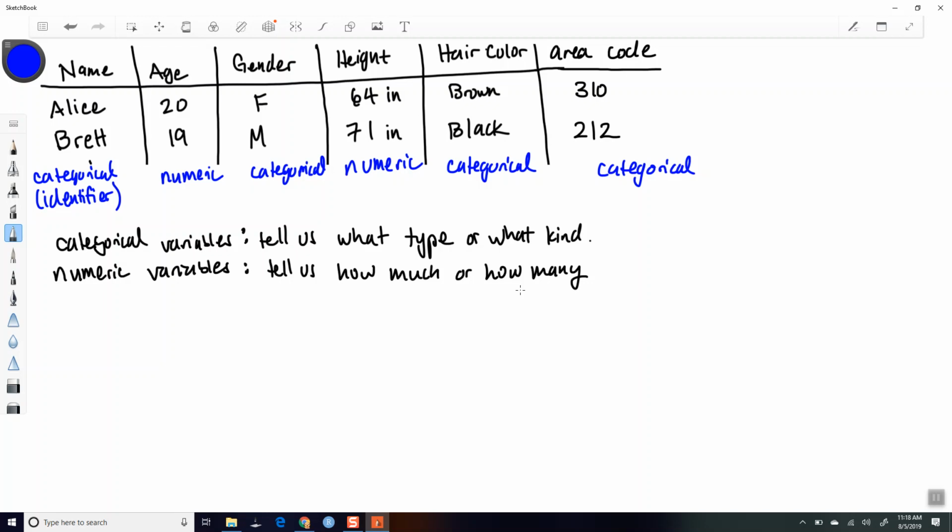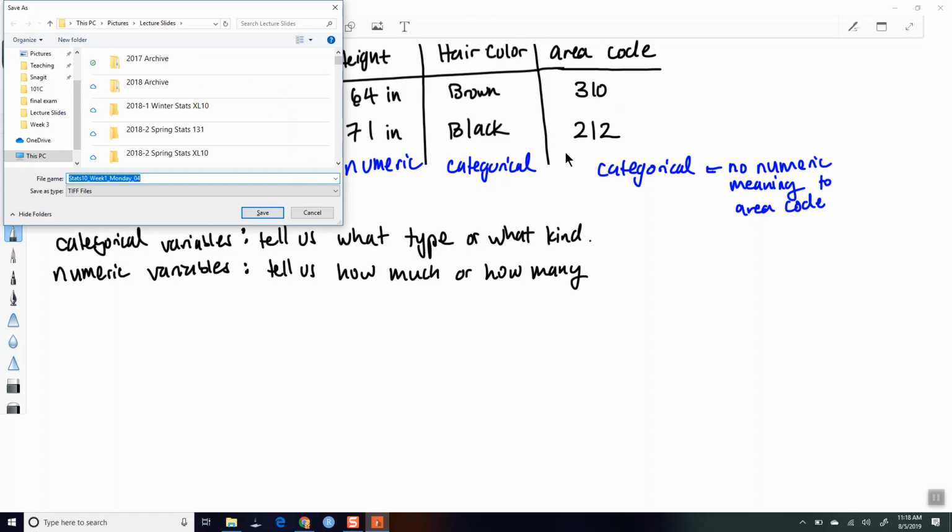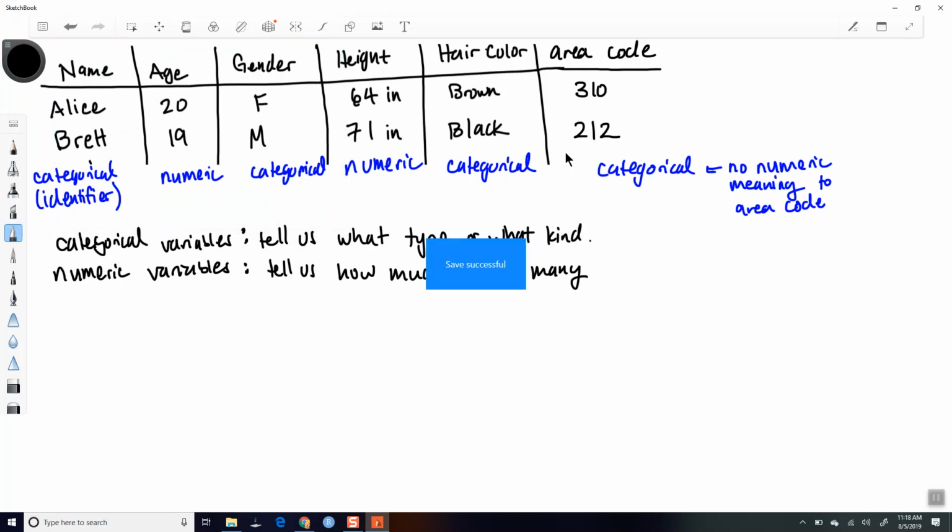And so there's no numeric meaning to the area code. Okay, it does not make sense to say that Alice has 98 more area code than Brett, okay? I don't even know what that could possibly mean, right? So it doesn't make sense to compare area codes in the way that you can compare heights. It makes sense to say Brett is 7 inches taller than Alice. That is a perfectly valid comparison. You can take numeric things and calculate the difference, and that difference has meaning, okay? Talking about the difference in area code doesn't make sense, okay? You can say Alice is 1 year older than Brett.